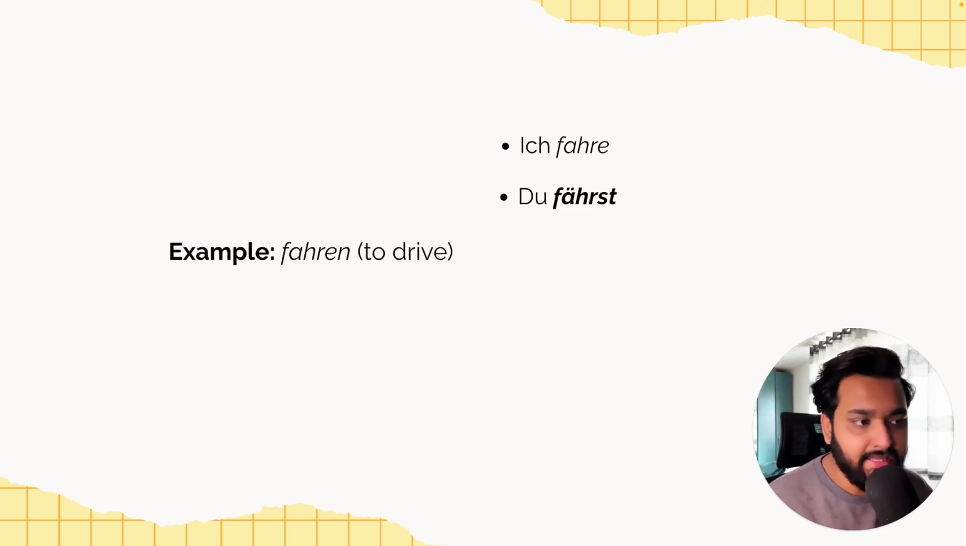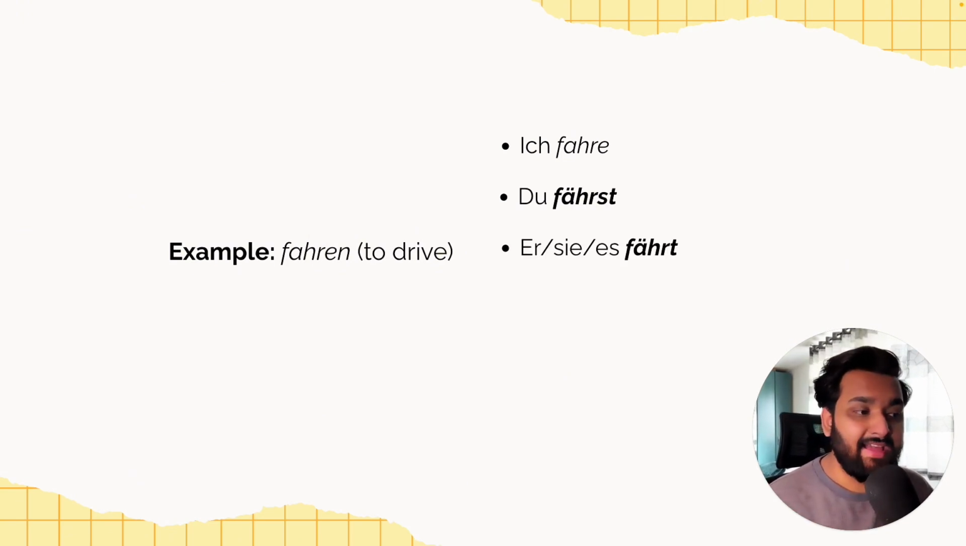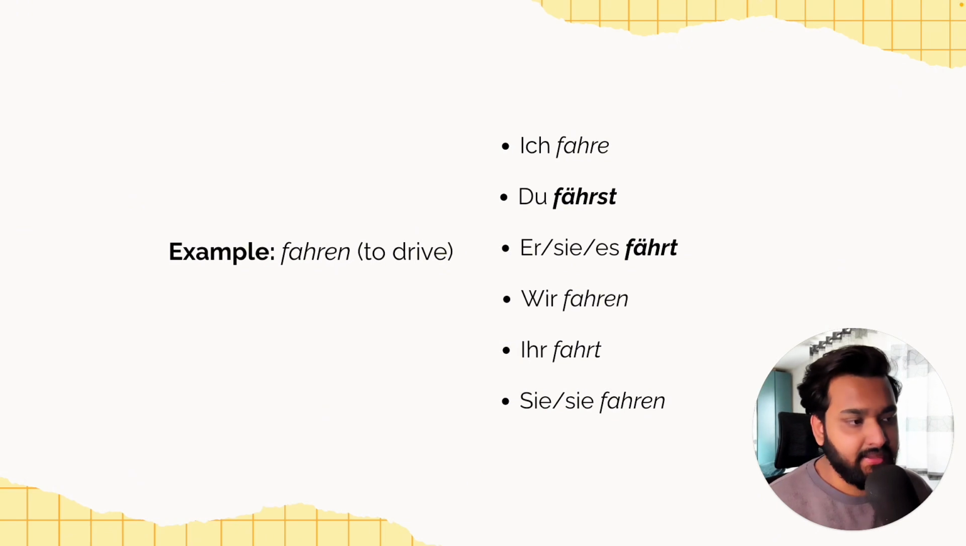So don't panic. Then we have du fährst. In this case, you have to change. You see, you don't say du fahrst, you say du fährst. You have to change the vowel in the verb, unlike the regular verbs. Then we have er fährt. One more time, you have to change the vowel instead of the normal change like we did in regular verbs. And the rest remain the same. Wir fahren, ihr fahrt, sie fahren. As you can see, only in the case of du and er do you have to change it.